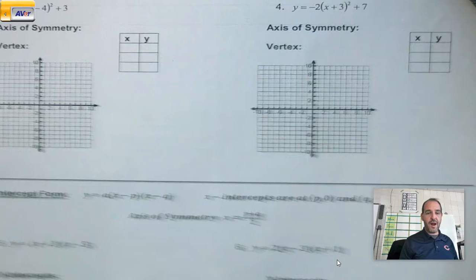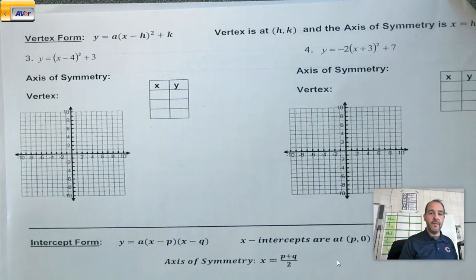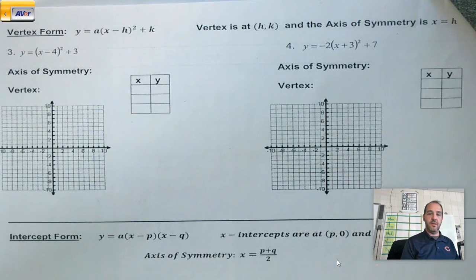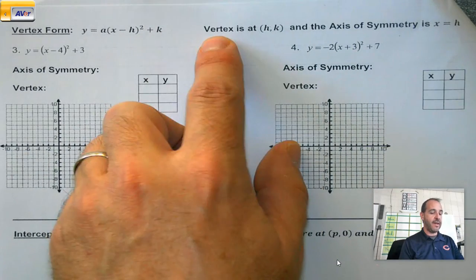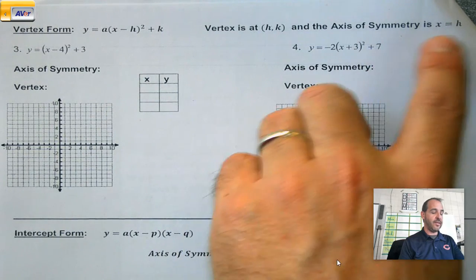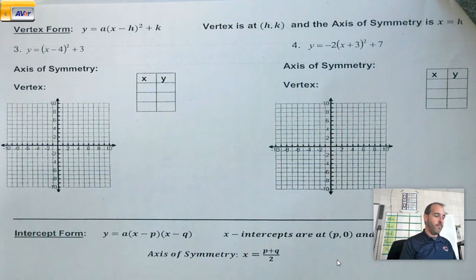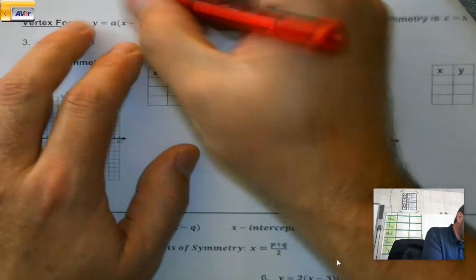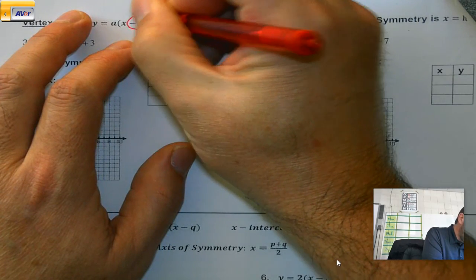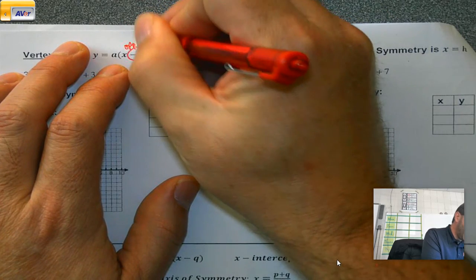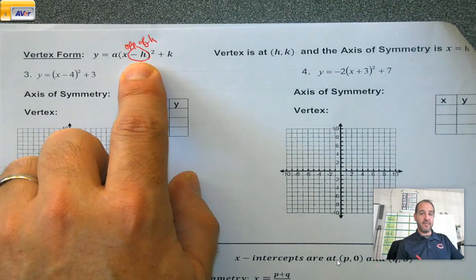Vertex form, probably my personal favorite. Okay? Because I don't have to do anything to find the vertex. The vertex is at (h, k), and the axis of symmetry is just my h value. Now here's what you need to remember though, and I always mention this, and I probably should get it where I'm on the screen. Opposite of h, that's what this says.